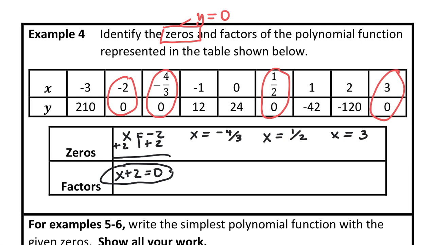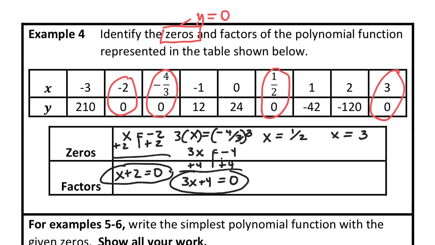What about the other one, right? What's the opposite of dividing by 3? Multiplying by 3. That gives me 3x equals negative 4. The opposite of subtracting 4 is adding 4. So that's going to give me 3x plus 4 on the left equals 0. So that's one factor there.